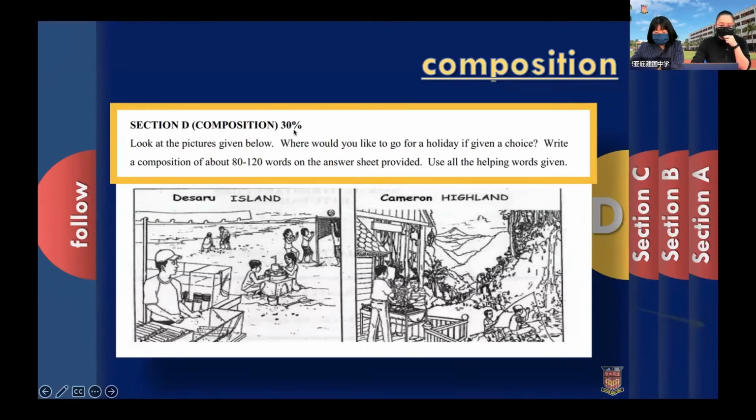So let's read together. Look at the pictures given below. Where would you like to go for a holiday if given a choice? Write a composition of about 80 to 120 words on the answer sheets provided. Use all helping words given. Okay, so here I would also advise you to have a good habit of highlighting or underlining the keywords. So what are the keywords here? So let's click on the next slide.